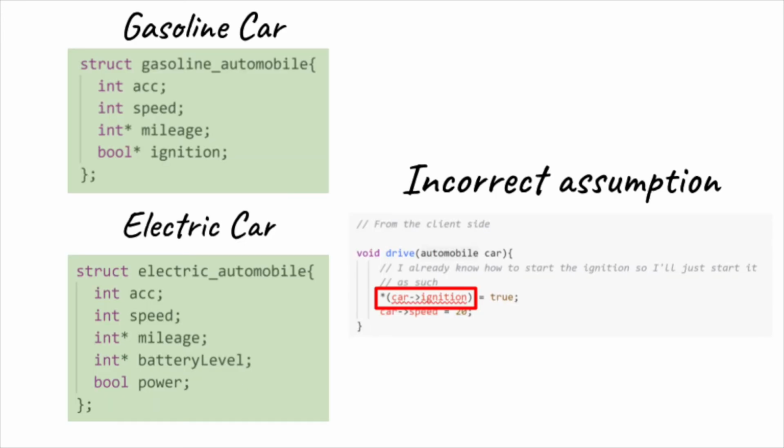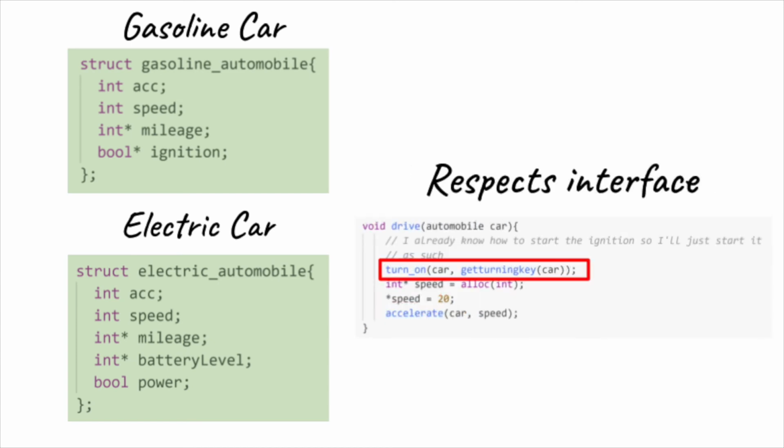This reflects a very common mistake, which is assuming how something is implemented when writing an interface function. Here, the client assumes that the car runs on gas, which causes the underlined error at the bottom right, since the ignition field does not exist in the implementation for an electric car. Here's a fixed version of the client's code, since it's using the interface functions rather than directly modifying the underlying data structures.